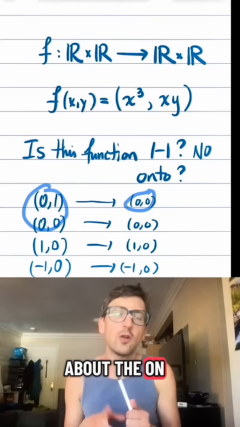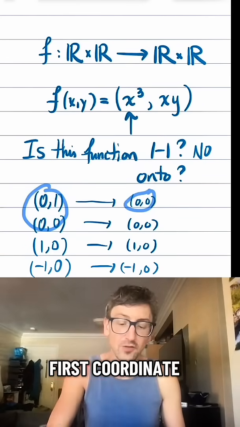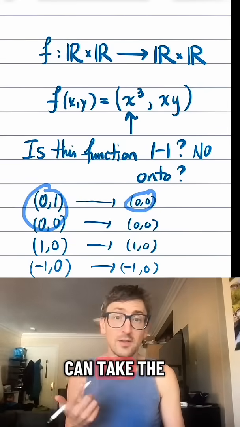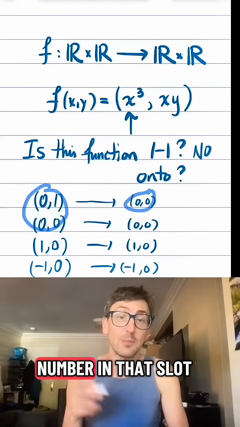Now, to think about the onto property, we have to be a little bit more careful. What could we get in the first coordinate? Could I get a 6 there? Could I get a -5? And because I can take the cube root of any real number and get a real number, it is possible to get any number in that slot.